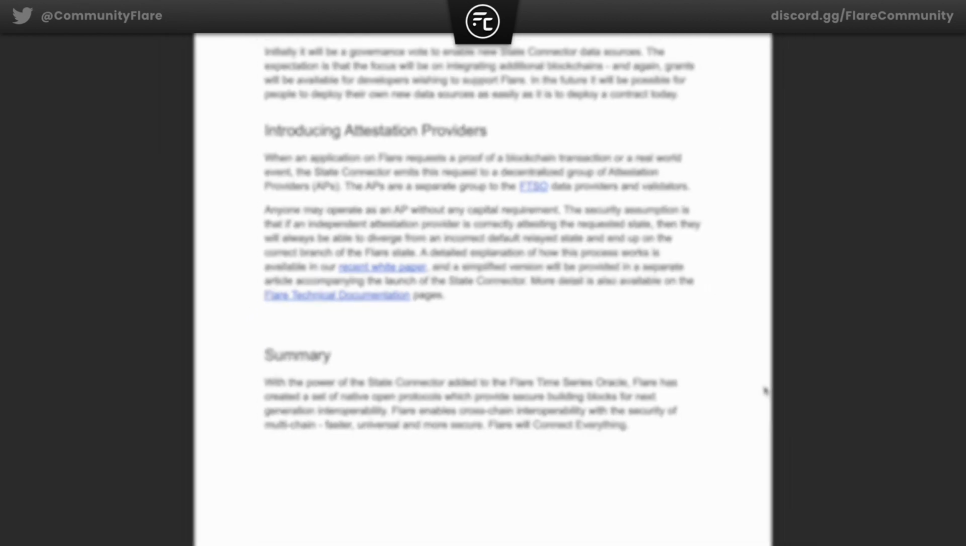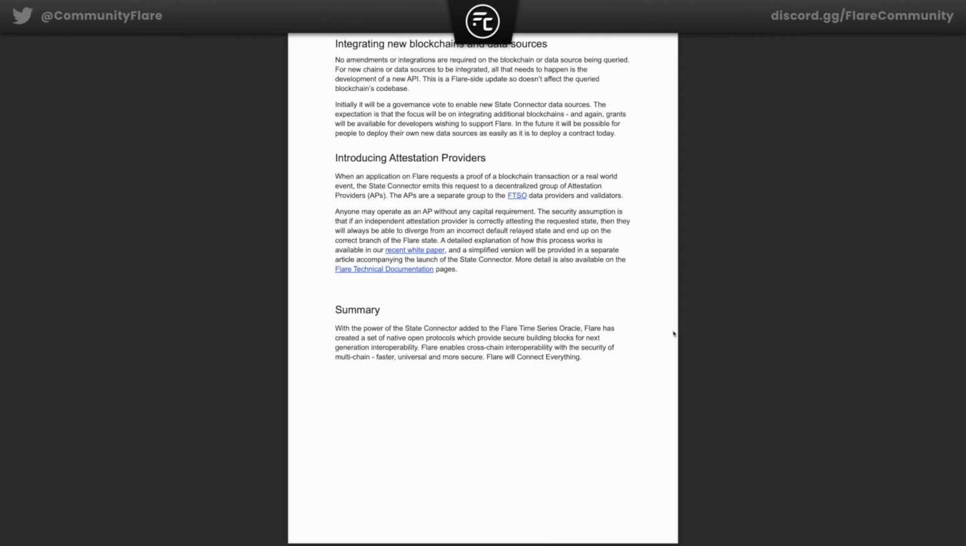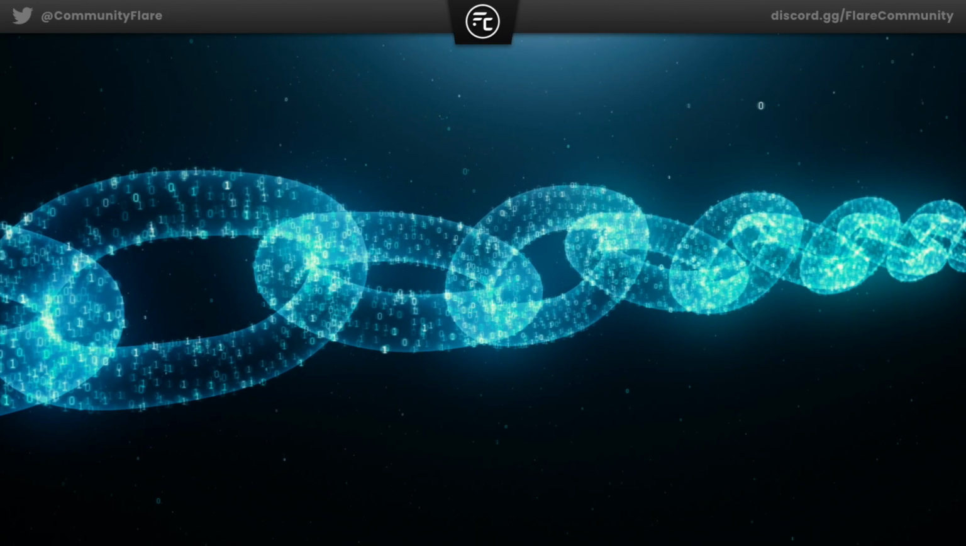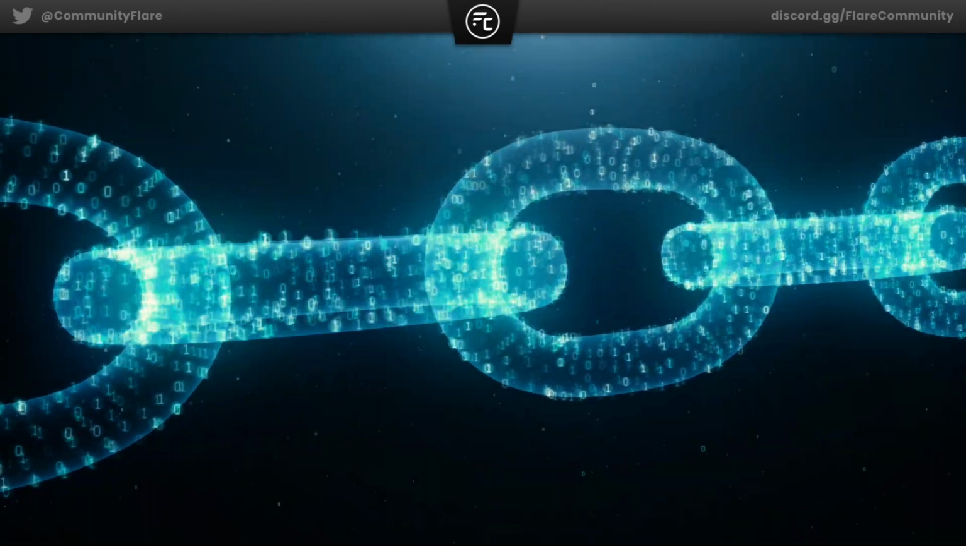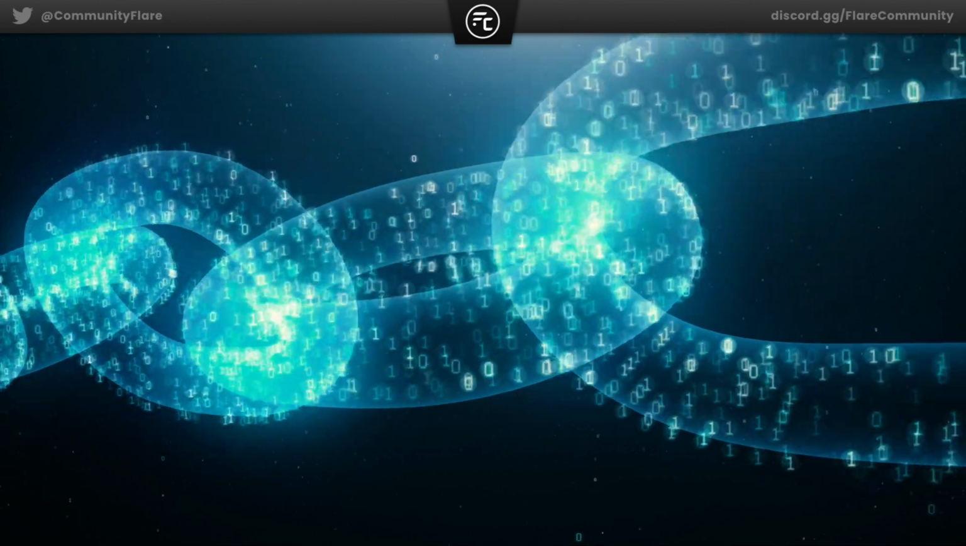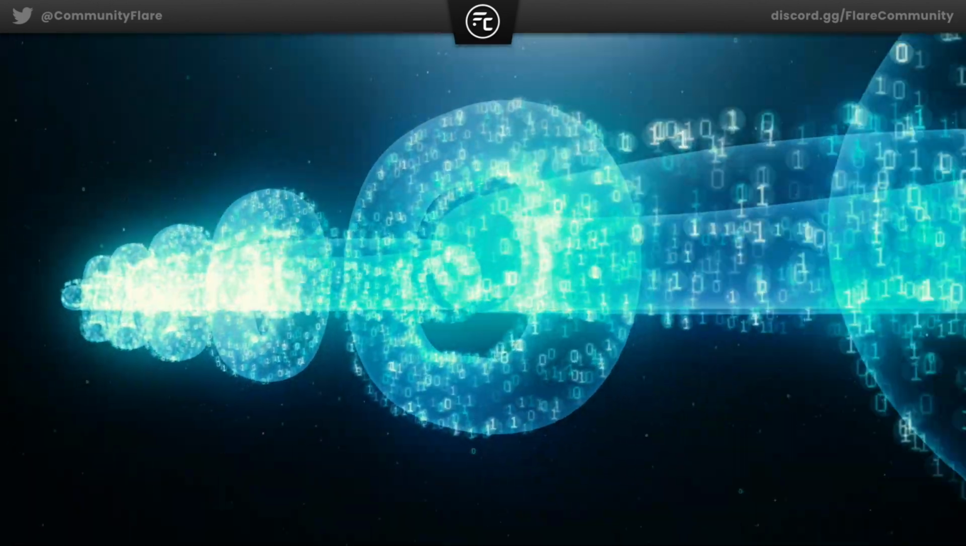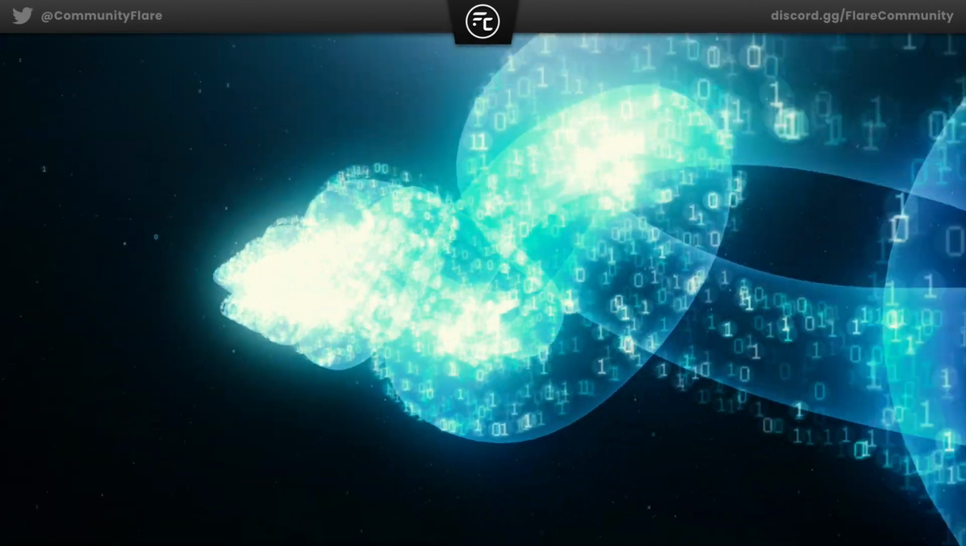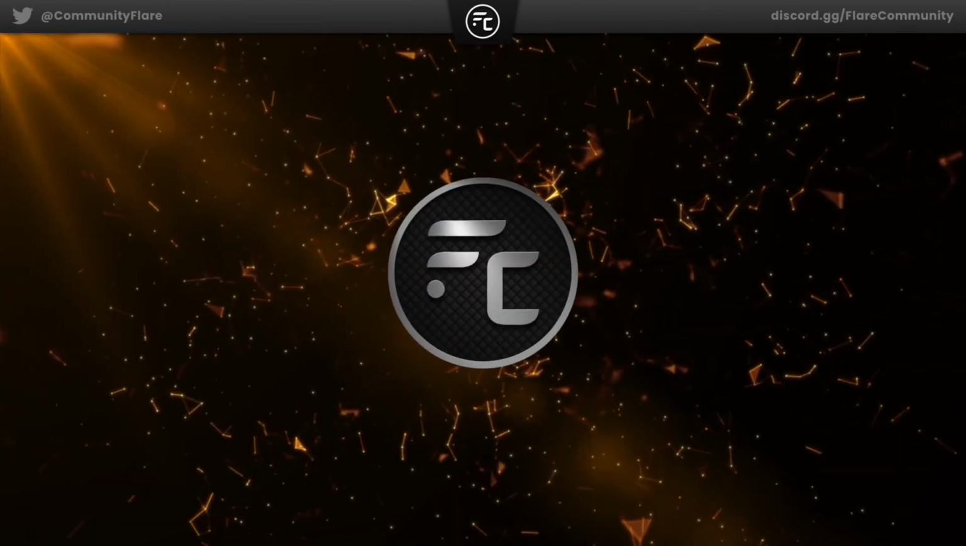So just to summarize here, with the power of the state connector added to the Fleur time series Oracle, Fleur has created a set of native open protocols which provide secure building blocks for next generation interoperability. Fleur enables cross-chain interoperability with the security of multi-chain. Faster, universal, and more secure. Fleur will connect everything. And if that isn't a power move, then I don't know what is.